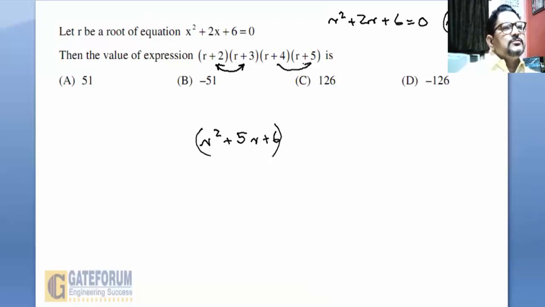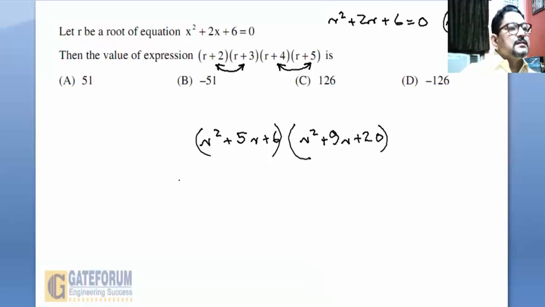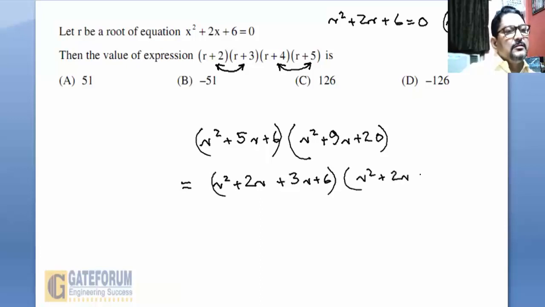And if we multiply these two, you could have selected other pairs also, but I went in a one by one fashion, one after the other. So this would be R square plus 9R plus 20. Now we know R square plus 2R is equal to minus 6. So we can say now that this is equal to R square plus 2R plus 3R plus 6. And this one is R square plus 2R plus 7R plus 20.